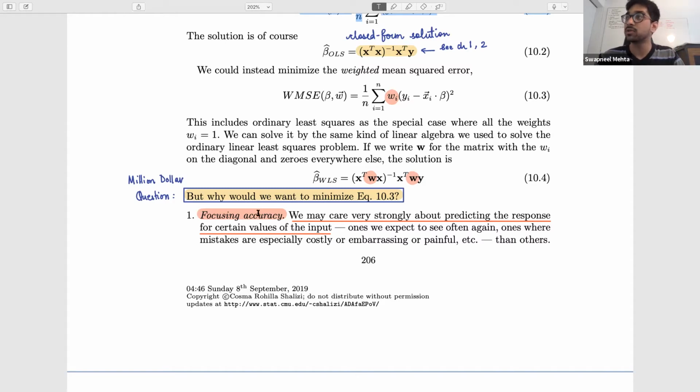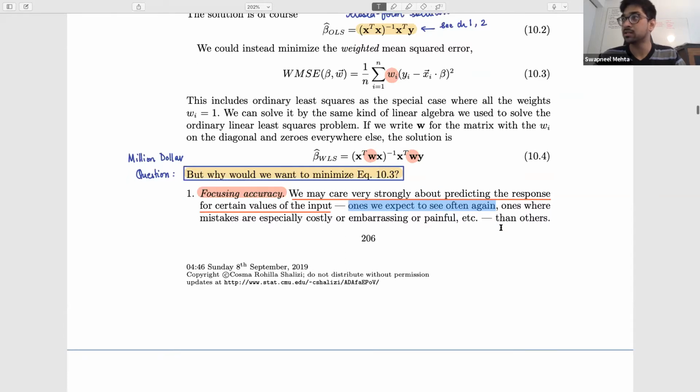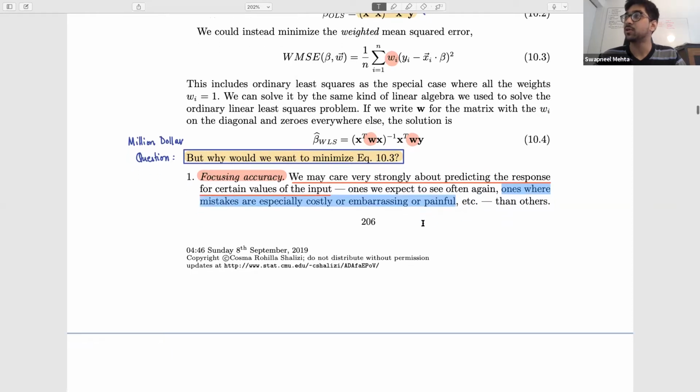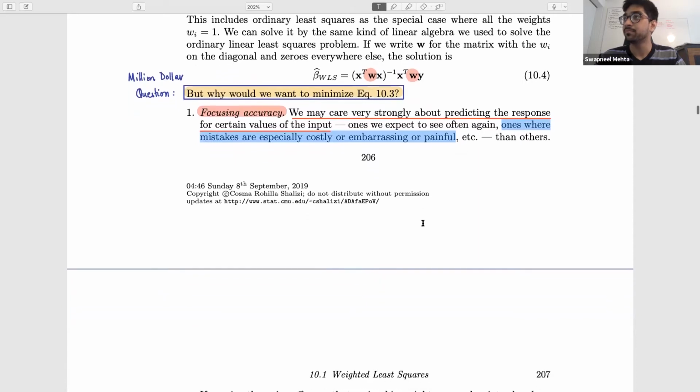So, focusing accuracy, and this might also be because we care strongly about some response. We care strongly about some values of the input as opposed to other values, particularly values we see again and again. Here we want to make good predictions, and others where, he gives an example, saying ones where mistakes are especially costly, embarrassing, or painful.